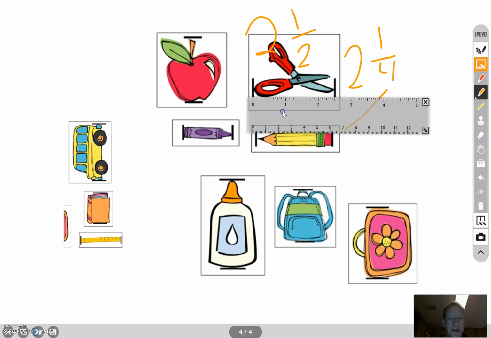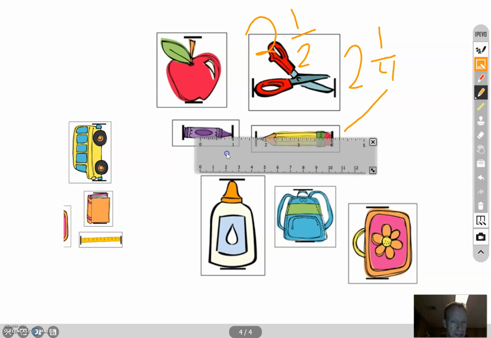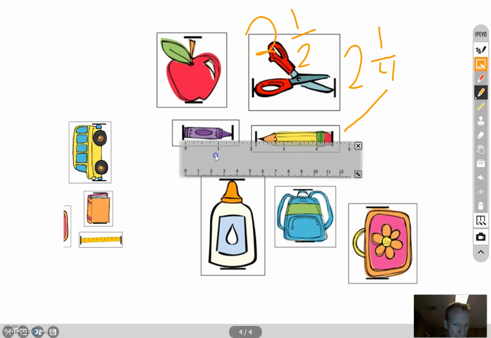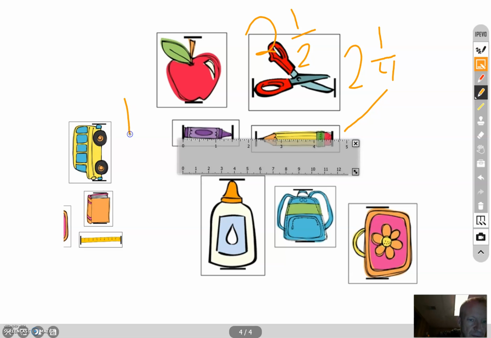The very important part of this is making sure we're aligning your ruler up to where the 0 is. What would this line be? I lined it right at the 0, not at the beginning of the ruler, and it stops right at this line right here. Go ahead and make your educated guess. Very good. That is 1 1/2.